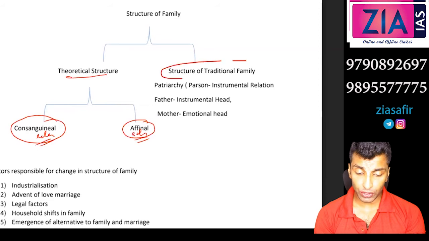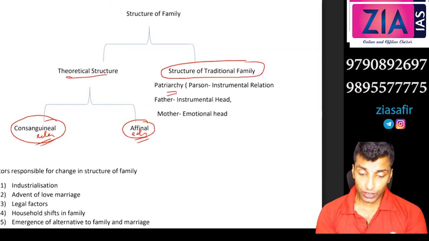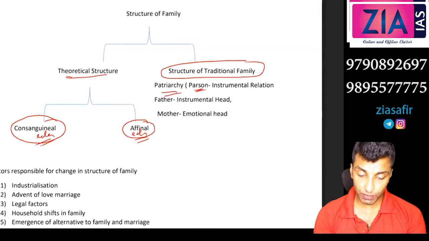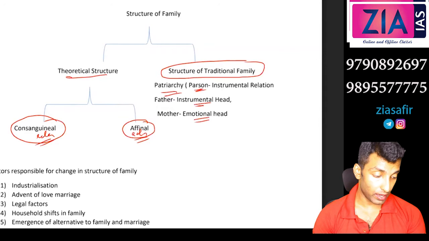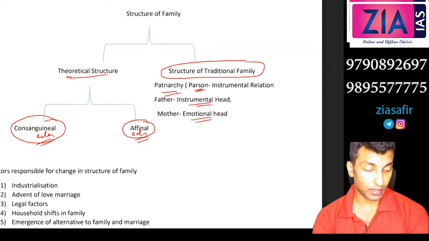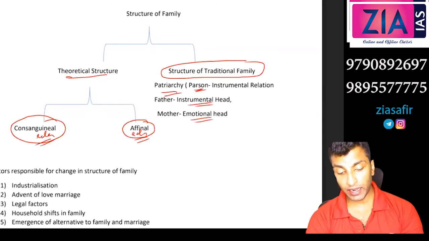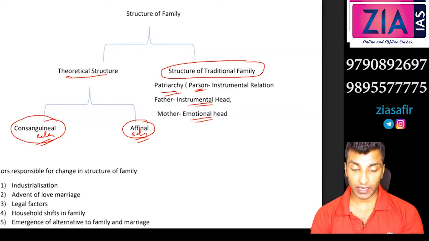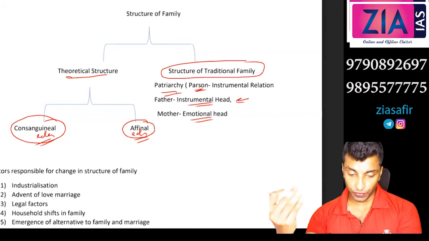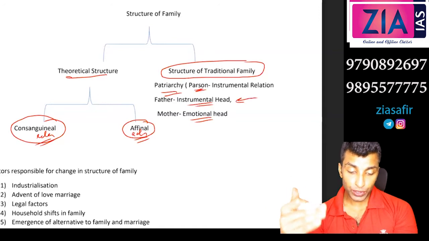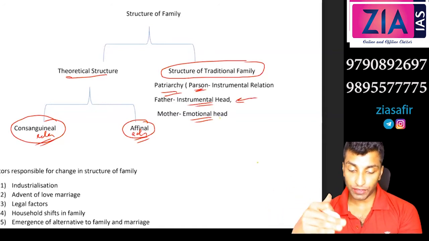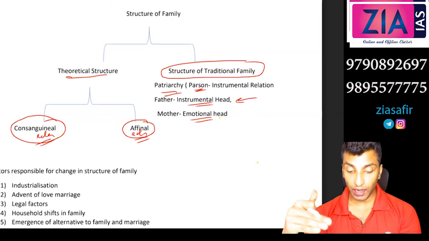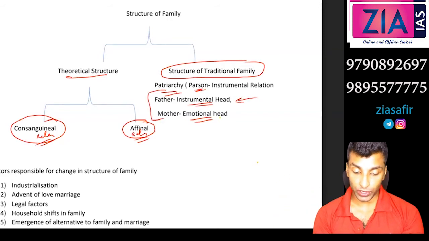Then structure of traditional family, if you see a patriarchal society, right? So Parsons is talking about instrumental head and emotional head. Okay, so that is a system. Instrumental head means the father controls everything, and mother controls the emotional aspects. Father is the main person who is the breadwinner, who takes charge of everything, but mother is the person who takes care of the child. The passive role, that's what you mean by emotional head. So instrumental head and emotional head.